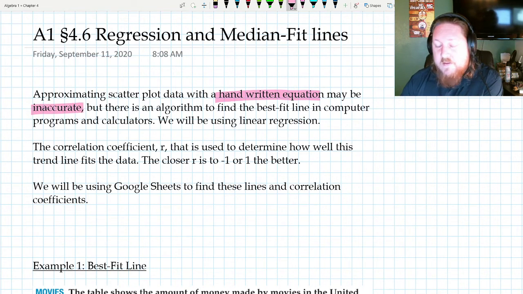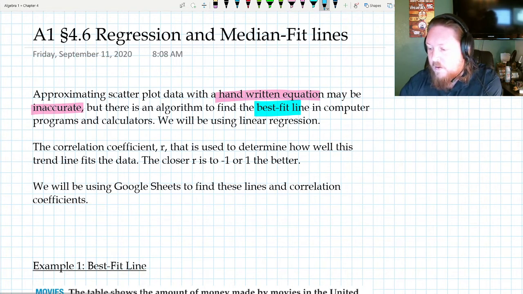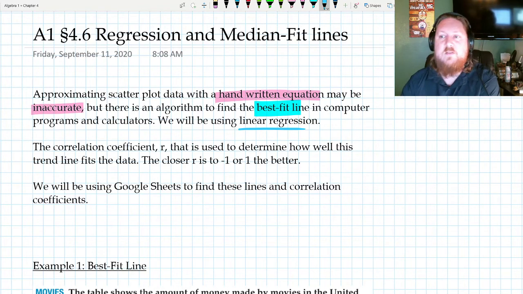There is an algorithm, though, and an algorithm is just a process, right? To find the best fit line in computer programs or graphing calculators. The one that we are going to use at first is called linear regression. Now, you can do this by hand. I mean, if they can program a computer to do it, someone had to figure out how to do it by hand first. I'm not going to teach you how to do it by hand because it is a pain. It's a giant equation and it's not fun.